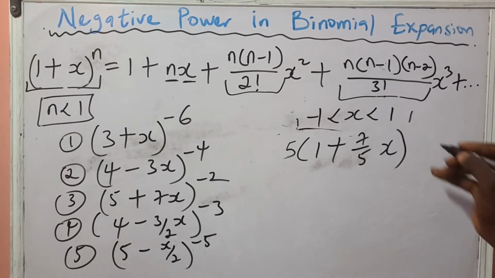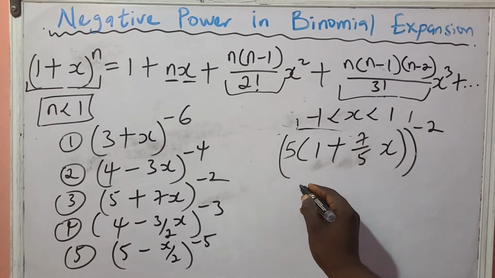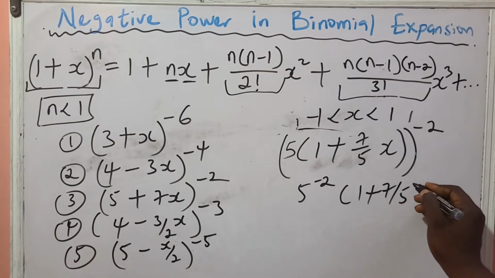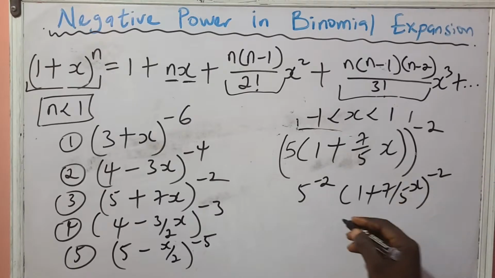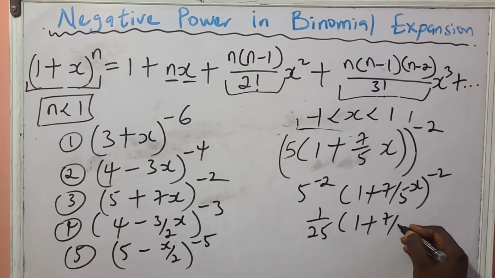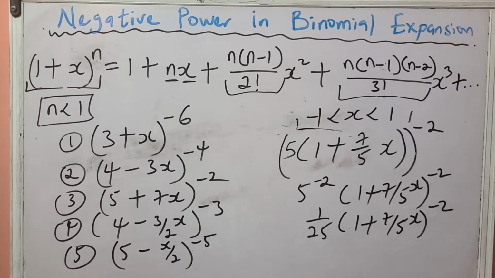So everything now will be raised to the power of minus 2. This will be 5 raised to the power of minus 2, then 1 plus 7 over 5x raised to the power minus 2. This will be 1 over 25, 1 plus 7 over 5x raised to the power minus 2. So that's the way you solve all these things. Very, very easy. There's no difficulty at all.